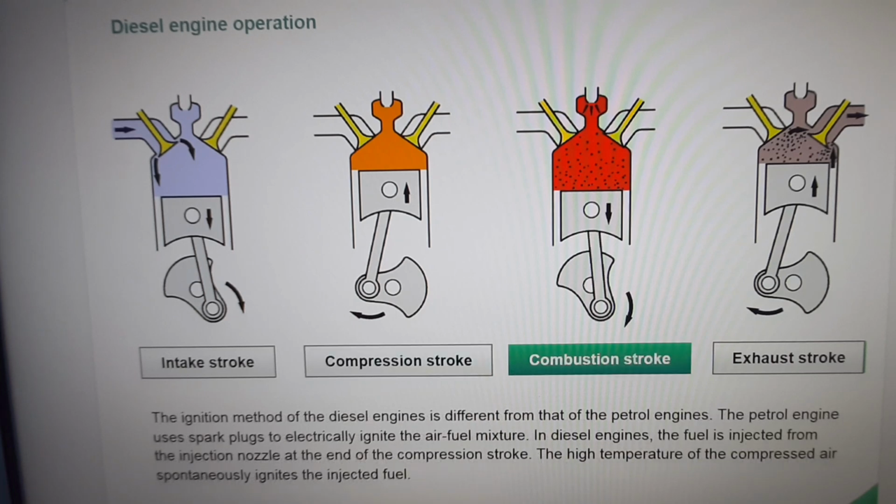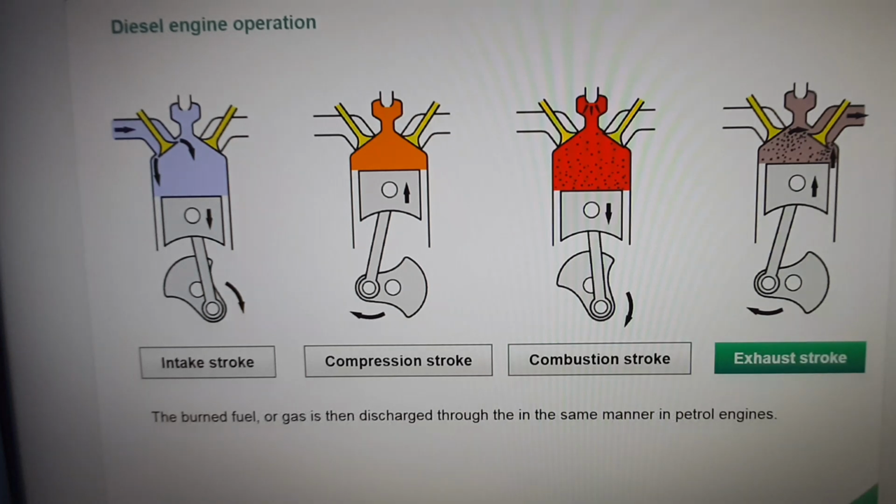In the combustion stroke, the ignition method of diesel engines is different from that of petrol engines. The petrol engine uses spark plugs to electrically ignite the air-fuel mixture. In diesel engines, however, the fuel is injected into the combustion chamber from the injection nozzle at the end of the compression stroke. The high temperature of the compressed air spontaneously ignites the injected fuel. In the exhaust stroke, the gas after combustion in diesel engines is then exhausted through the exhaust valve.